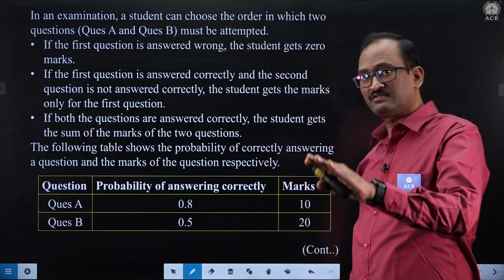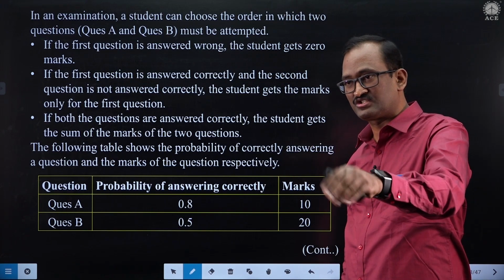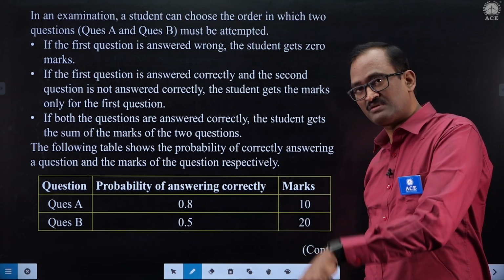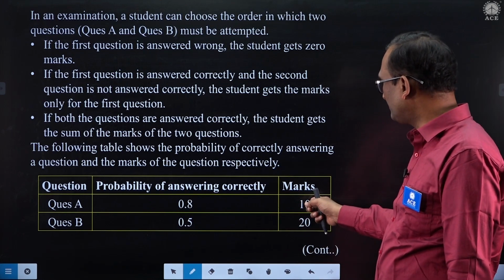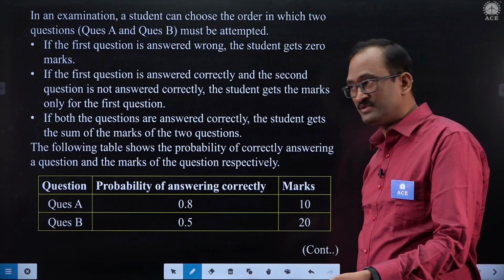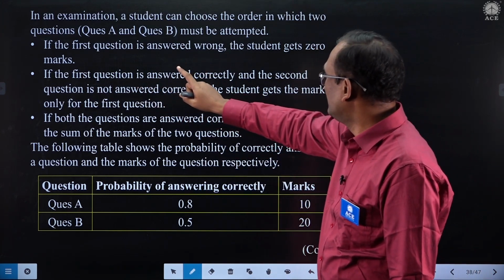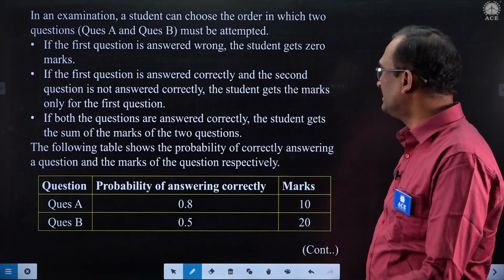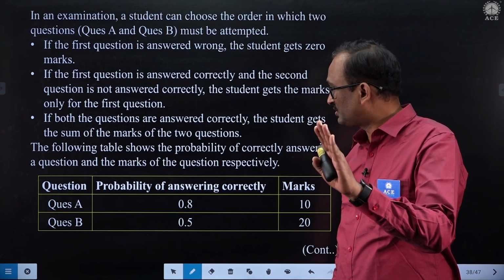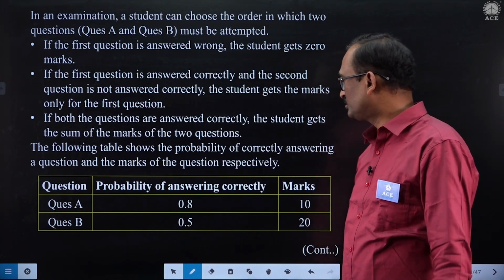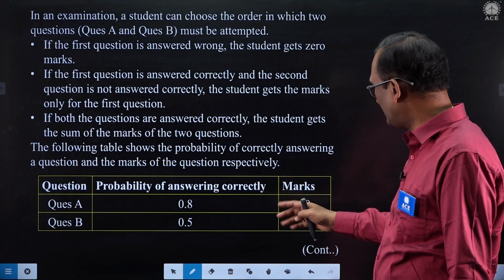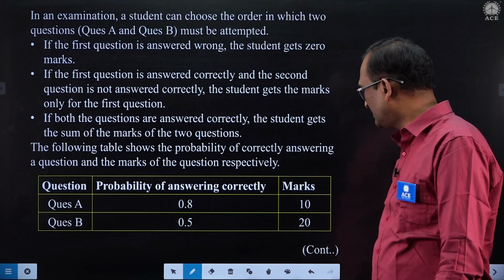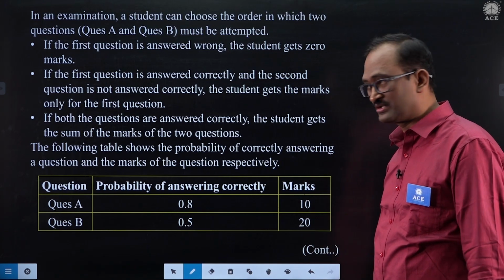So student answering question A and then question B. If question A is wrong, he will get 0 marks. Suppose question A is correct and question B is wrong, then he will get 10 marks only, because if the first question is answered correctly and the second is not, the student gets marks only for that first problem. Suppose question A correct, question B correct, he will get 10 plus 20, 30 marks.